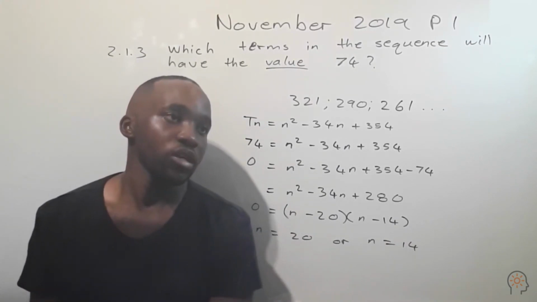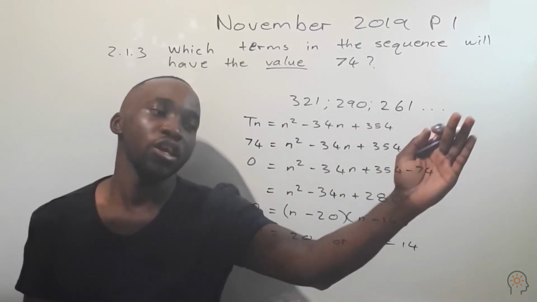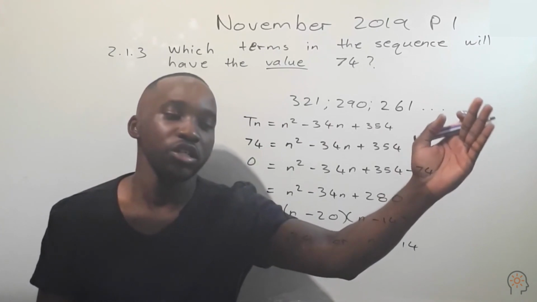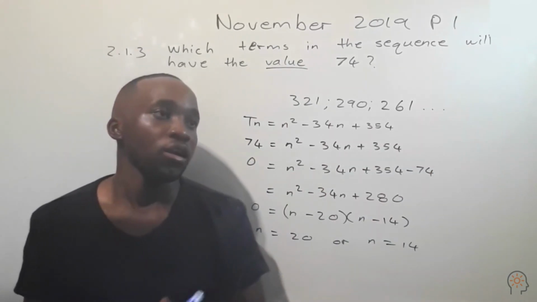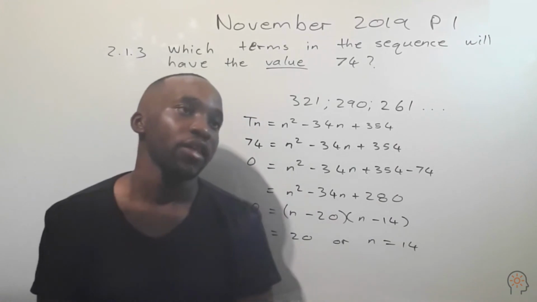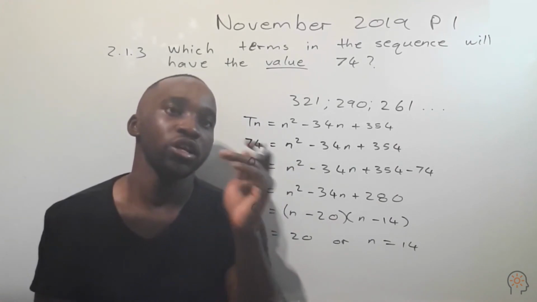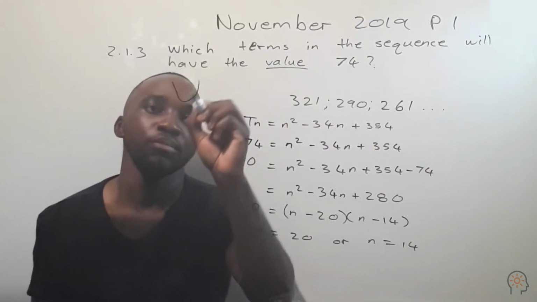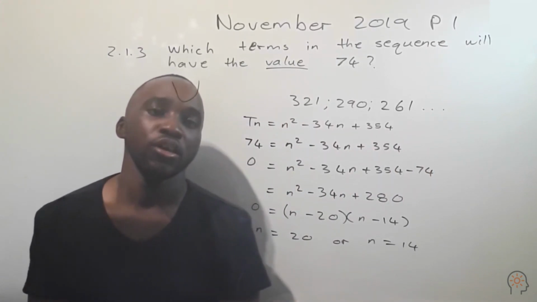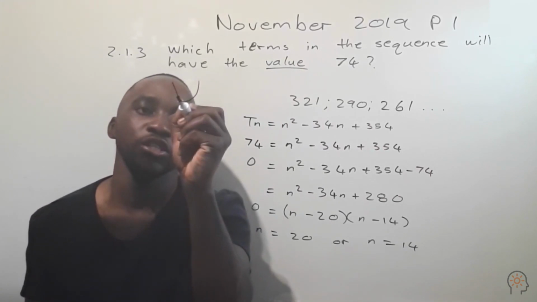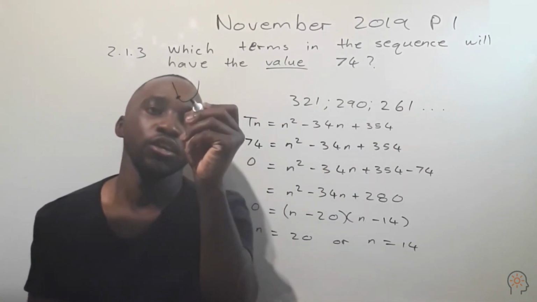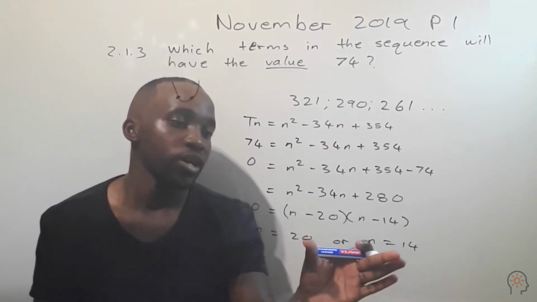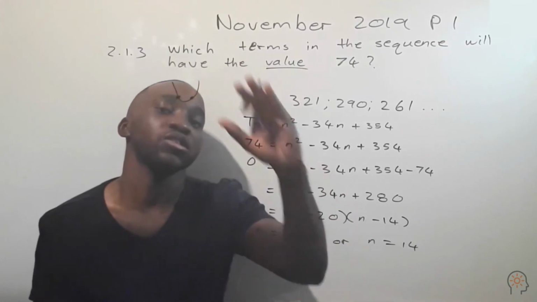What that means is, as we said, in the sequence at position number 14, the term there is 74, and at position number 20, the term there is also 74. We can keep in mind that this is a quadratic sequence, right? So if we were to plot any of this on a Cartesian plane, it would draw something like a parabola, and somewhere along the lines we have 74, and then again we will have 74 in the sequence as well. Hence here we're getting two values and not just one, because this is a quadratic sequence.